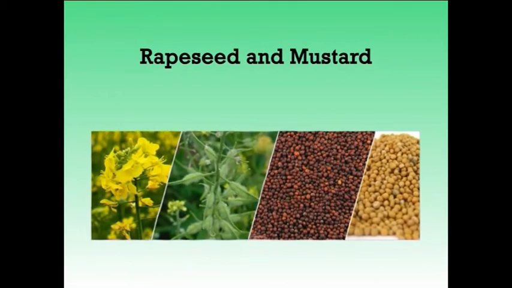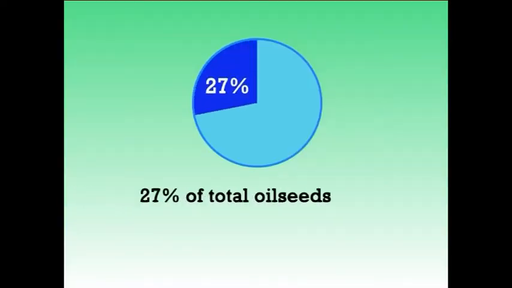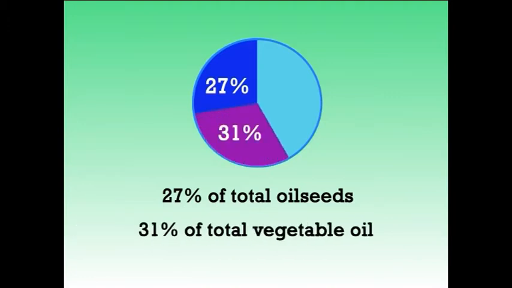Today we are going to discuss rapeseed and mustard, that is Brassica species, which is a major rabi oilseed crop in India. It is next to groundnut in area and production, meeting the fat requirement of about 50% of the population in the northern states. In India, rapeseed and mustard account for about 27% of total oilseeds and 31% of total vegetable oil production.